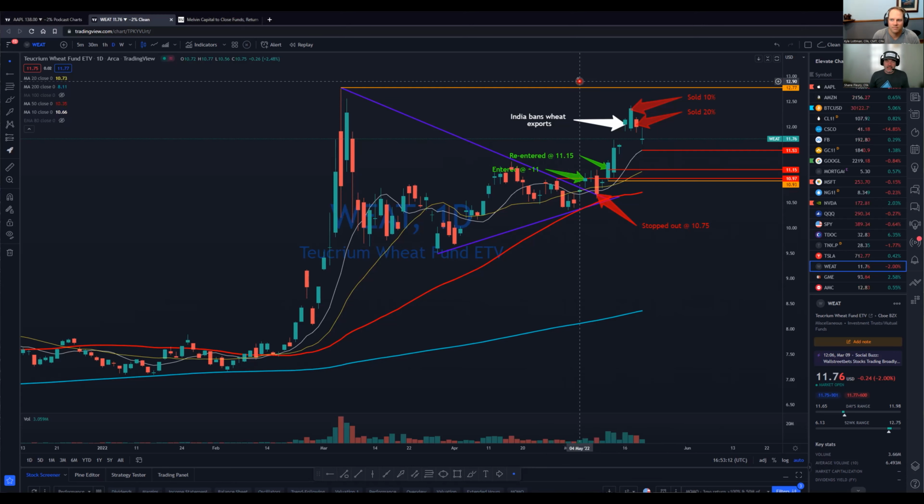Now, things can gap down. I mean, aside from all that, anything's possible, but it's unlikely that I'm going to lose money on this trade at this point after de-risking it for a gain. So that's where I'm at on wheat.